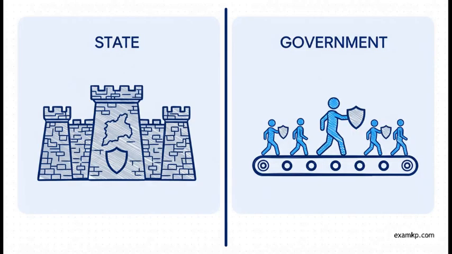Okay, pay close attention here because this is a classic exam trap, confusing the state with the government. They are not the same thing. Think of it like this. The state is permanent. Nigeria is a state. It has its territory, its people, its sovereignty, and it continues to exist no matter who wins an election. The government, however, is the temporary group of people in charge of running the state at a particular time. Presidents and parties come and go, but the state of Nigeria remains.